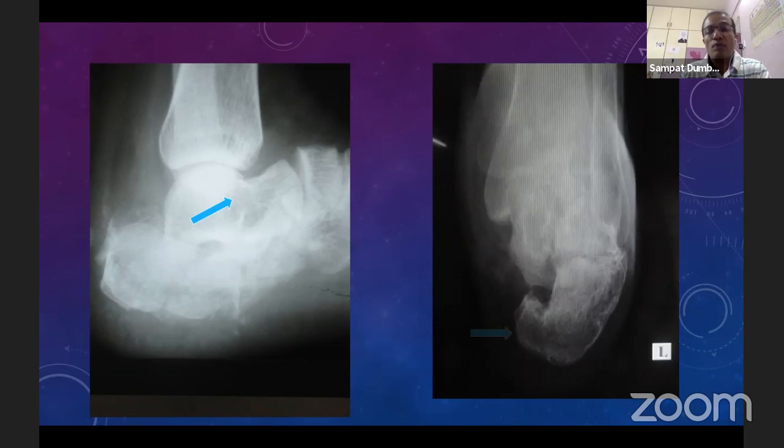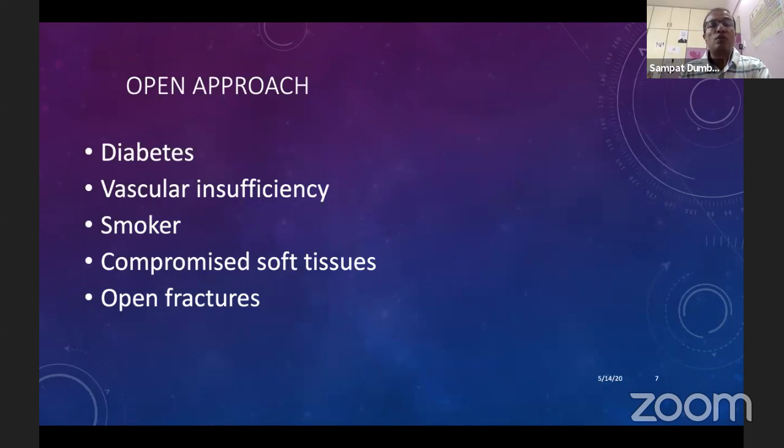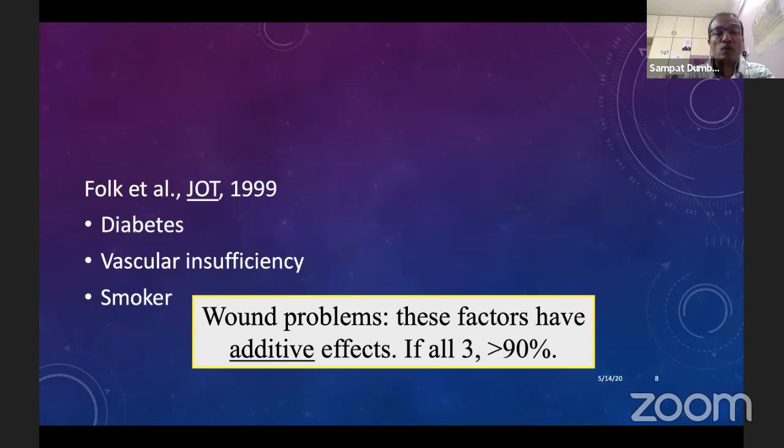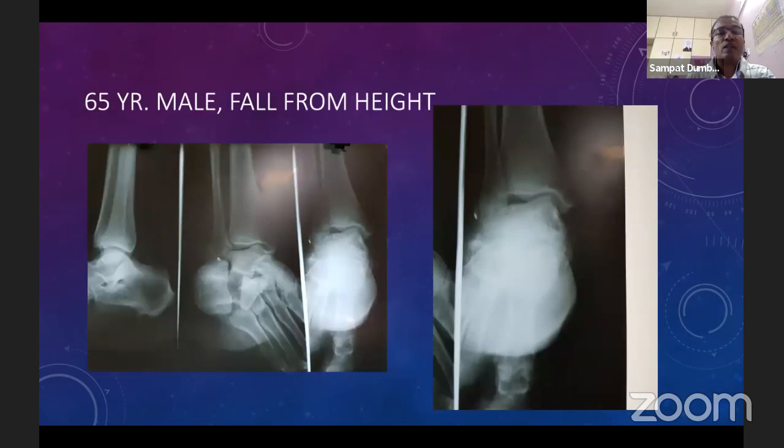So whenever we are choosing the approach, of course, as sir has mentioned, an open approach is not good in these conditions. So I will present what you can do through the sinus tarsi approach. Now look at this case. It's a 65-year male, so an elderly male. And this is the fracture.